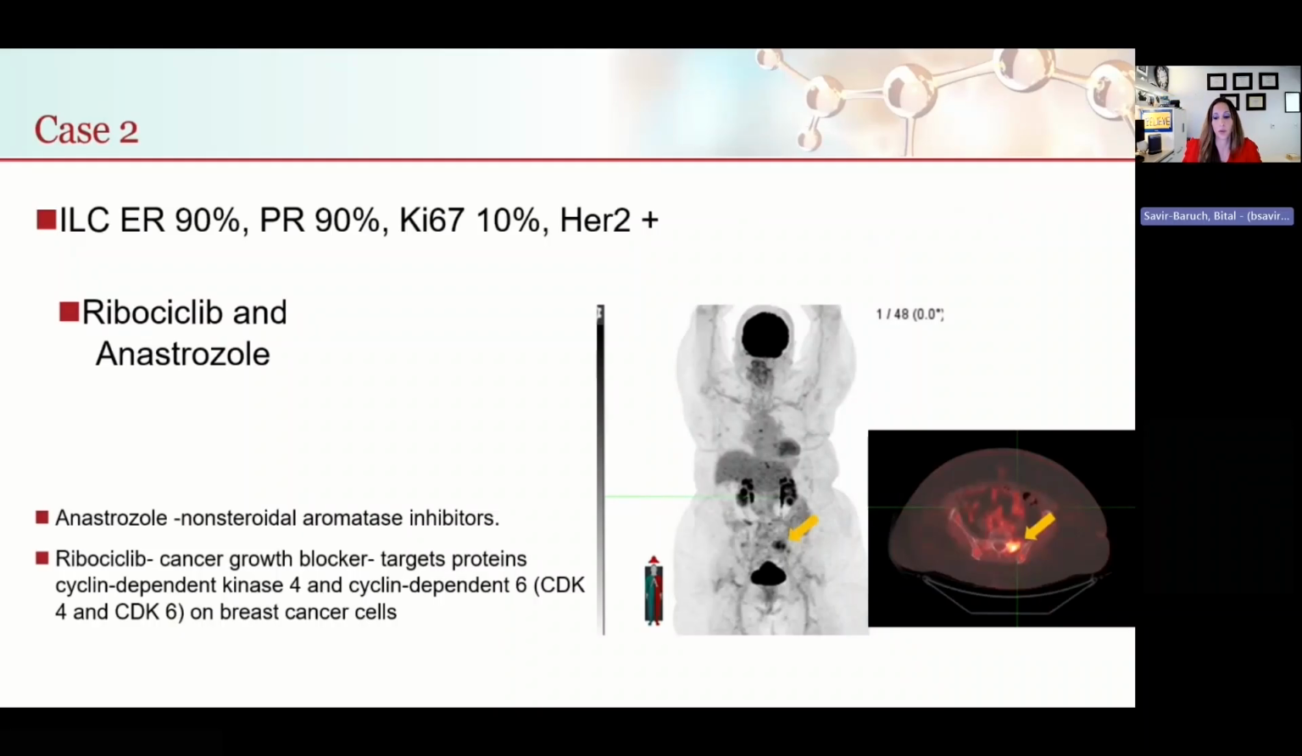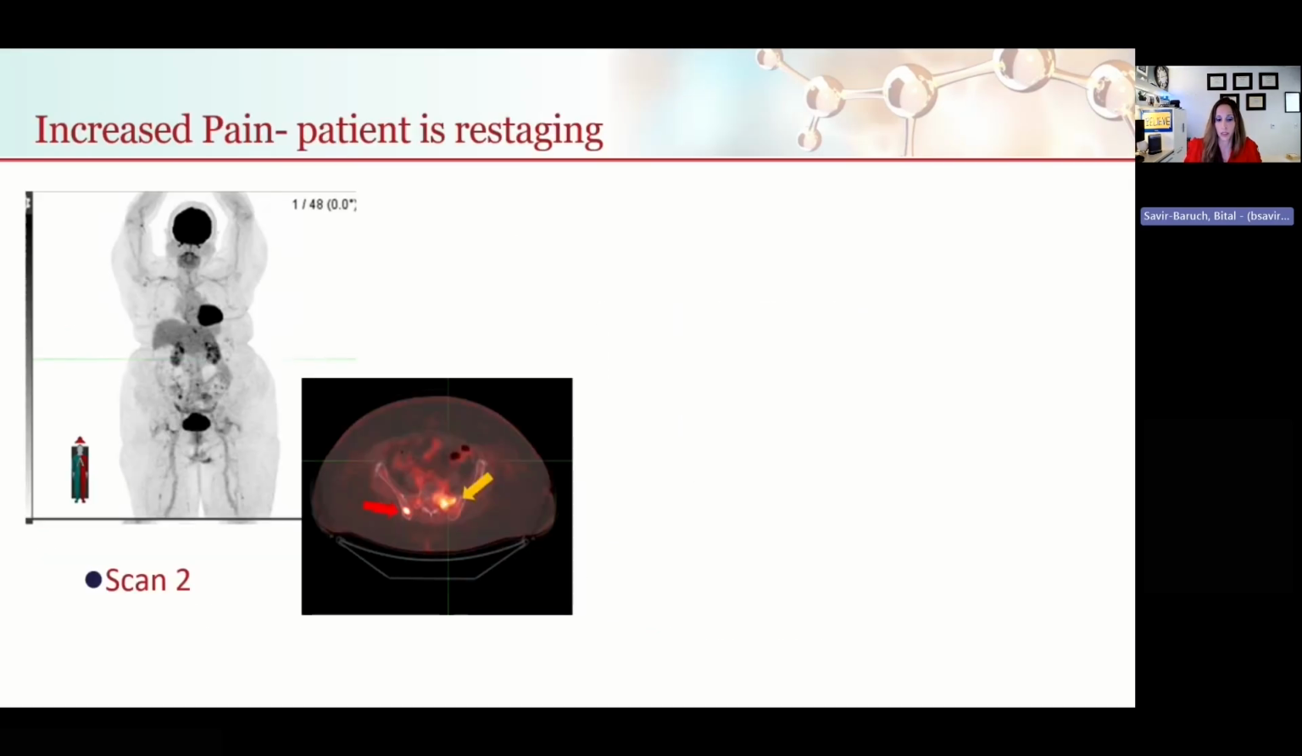This is a second case of a patient with a diagnosis of invasive lobular carcinoma with estrogen receptor expression of 90%, placed on an aromatase inhibitor and CDK4 and CDK6 inhibitors. You can see on the right side of her sacrum that there is a hypermetabolic lesion on FDG PET-CT scan. The patient went for an additional PET-CT scan due to increased pain after some time on first-line endocrine therapy, and we can now see on the red arrow that the patient progressed with an additional right iliac lesion.